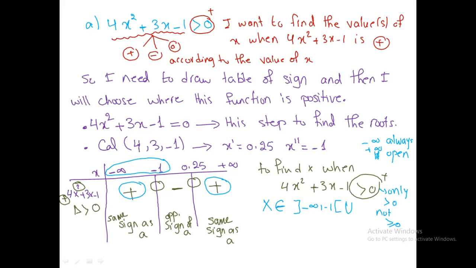The second positive sign is here. Look, union from 0.25 to plus infinity. Here always open because it is infinity. Here open because I don't have greater than or equal to 0. I have only greater than 0. This is the solution for the first inequality. Let's go to the second one.